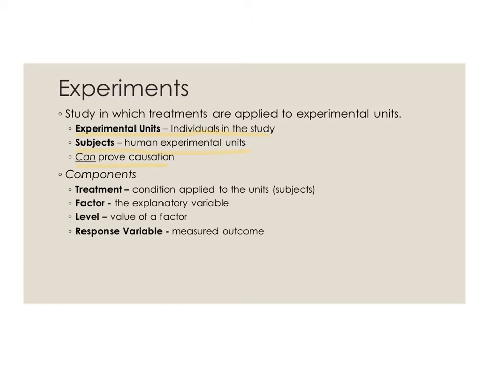The parts of an experiment, you have your treatment. This is the condition applied to the subjects or units. The factor, this is our explanatory variable. The level is the value of a factor. So for example, if we wanted to study the effectiveness of a dosage of drug and say we wanted to test 100 milligrams versus 250 milligrams, well, we would say there would be 3 levels there because you have your 2 levels of medication and then you need a placebo. The response variable is the measured overall outcome at the end.